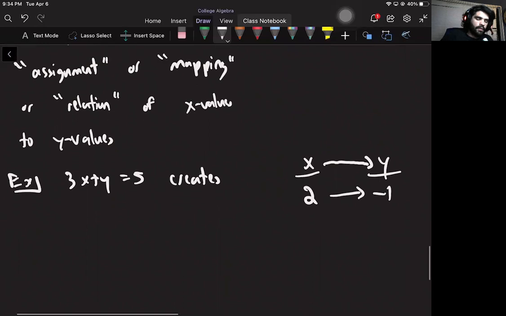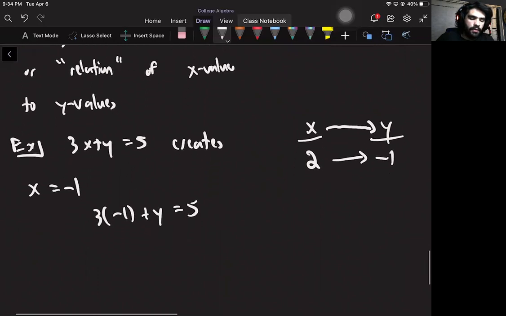And then we could do lots more examples, just by plugging them in. If I can use negative numbers for x, that's fine too. You can use whatever numbers work. 3 times -1 plus y equals 5. This will help us practice using negative numbers.